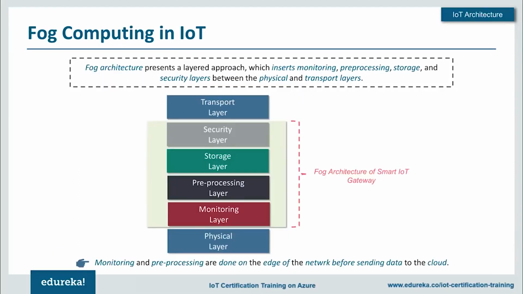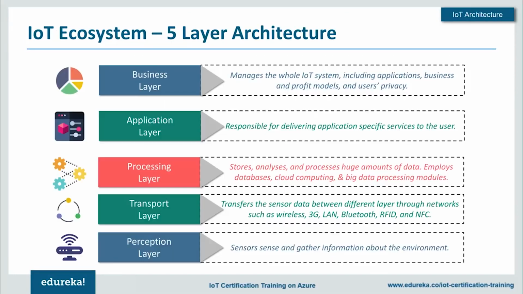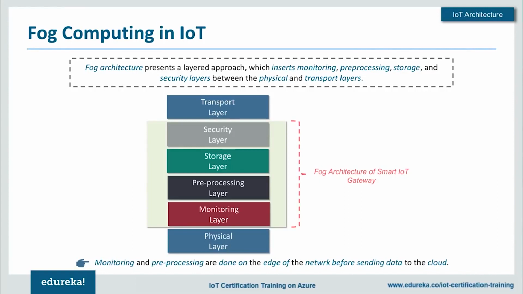Now, fog computing represents a layered approach wherein we insert monitoring, pre-processing, and storage with the security layer between the physical and the transport layer. Let me just go back a few slides here to help you understand this. If you look, my fog mostly comes between these 2 layers, wherein I add 4 new layers. This is used in order to make a system smarter and more effective. Between my physical layer and my transport layer, I have a monitoring layer, a pre-processing layer, a storage layer, and a security layer.